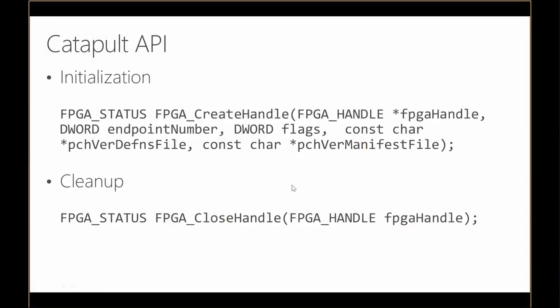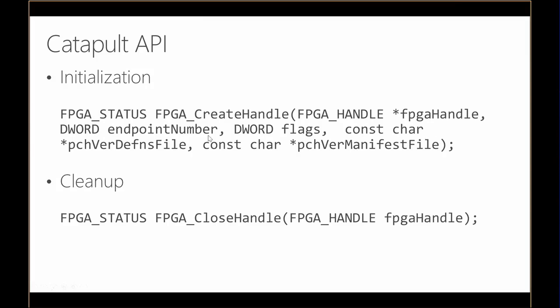So first, before communication with the FPGA, we need to create a handle. This handle will be passed to all the functions that we will use later. The FPGA create handle function initiates and returns a handle to an FPGA device. The endpoint number should be set to 0. And the flag argument is reserved to permit additional options for future use, so it should also be currently set to 0.